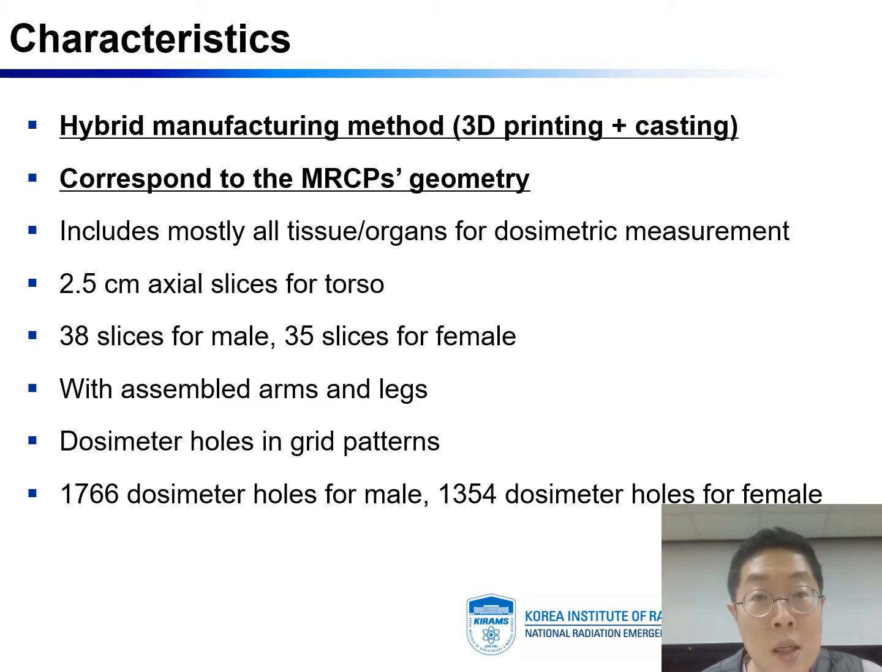And it is sliced at intervals of 2.5 centimeters in the axial direction, with 38 slices for male and 35 slices for female, with assembled arms and legs, and dosimeter holes in grid patterns.